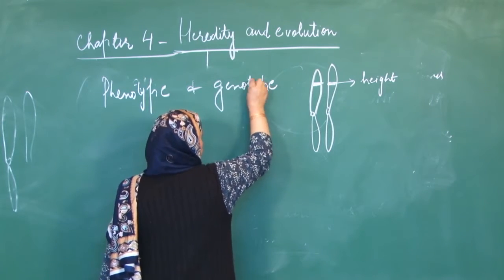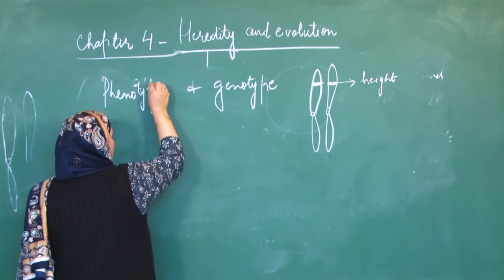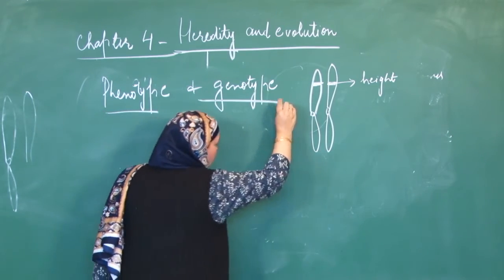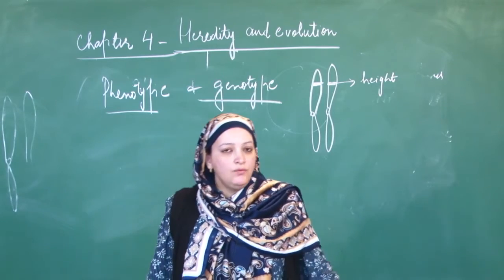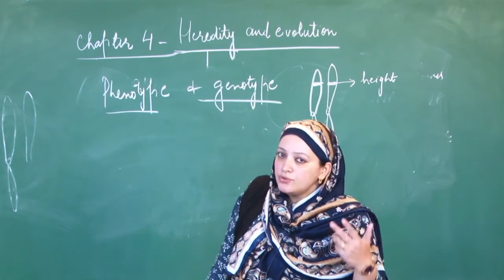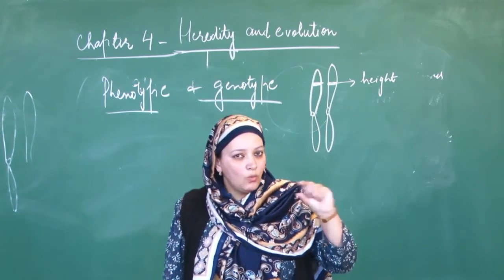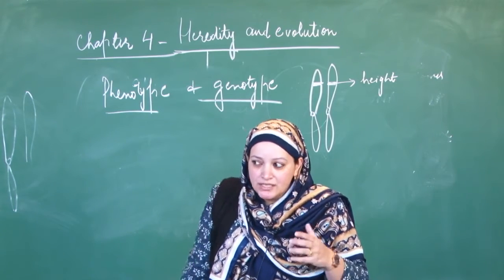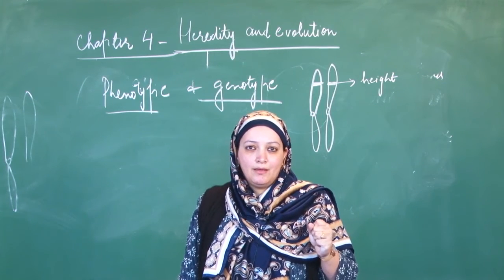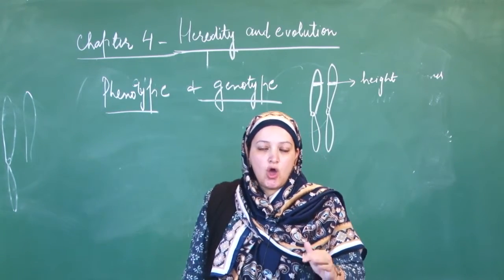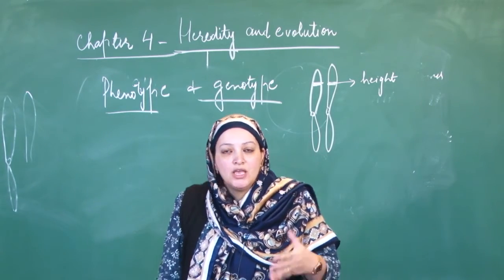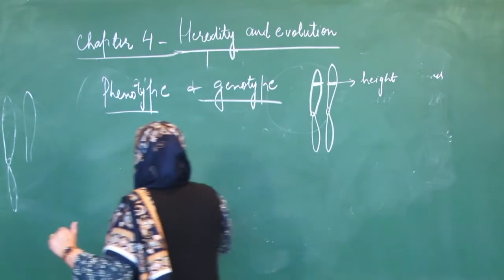What do you mean by that? Phenotype and the genotype. What is a phenotype? Now we discussed that there are two genes for one character. What is a phenotype? The physical appearance of the young one is called its phenotype.